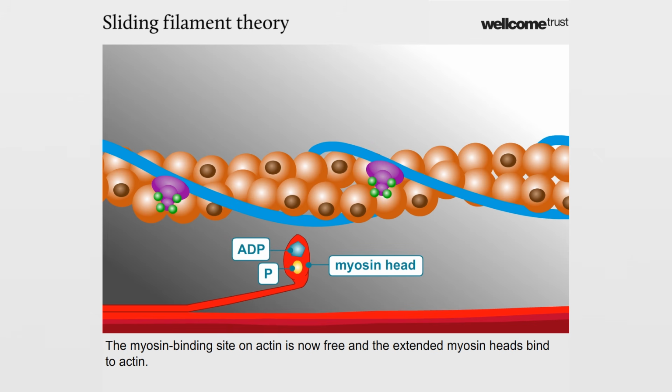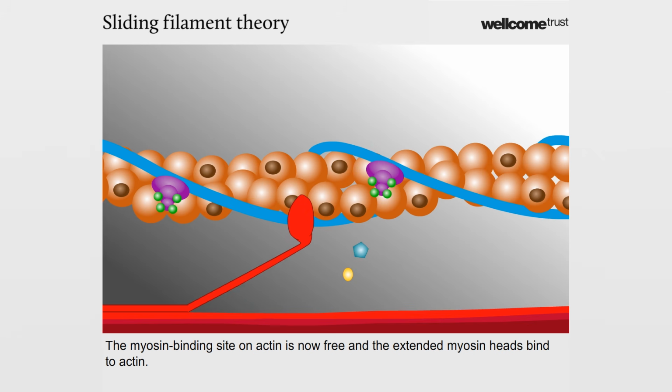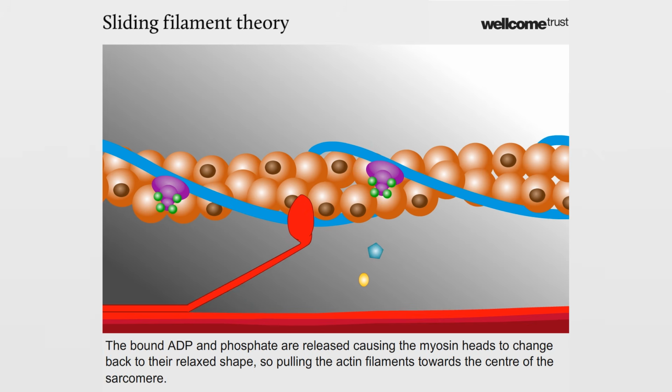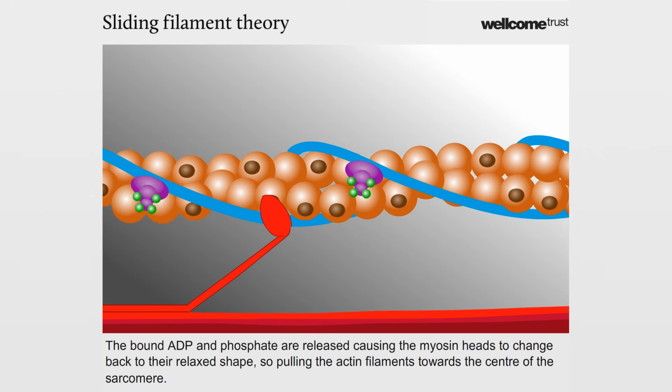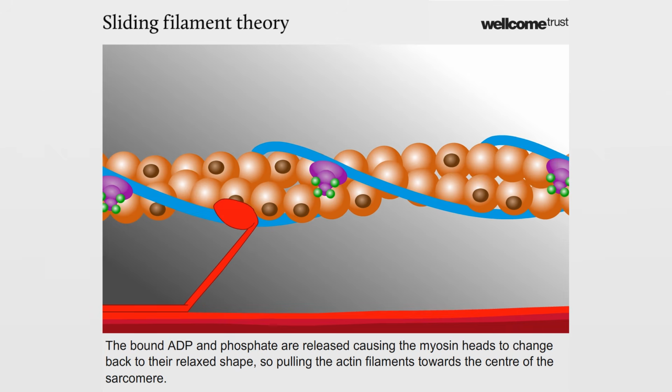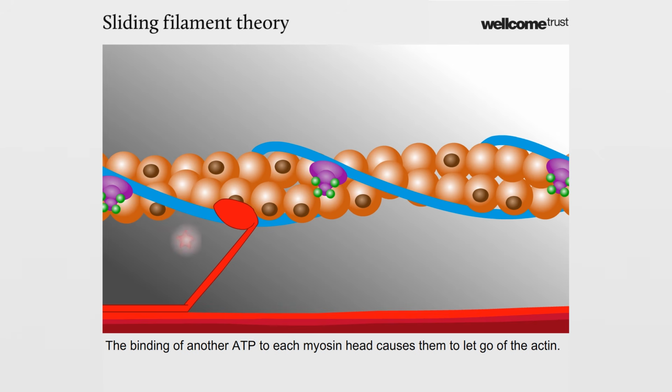The myosin binding site on actin is now free, and the extended myosin heads bind to actin. The bound ADP and phosphate are released, causing the myosin heads to change back to their relaxed shape, so pulling the actin filaments towards the center of the sarcomere. The binding of another ATP to each myosin head causes them to let go of the actin.